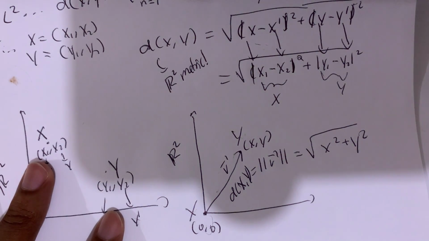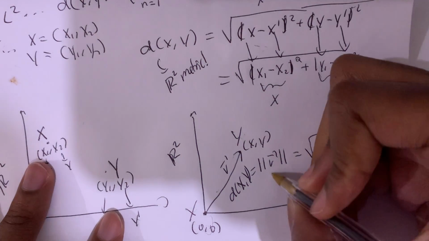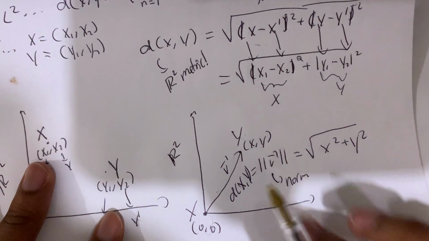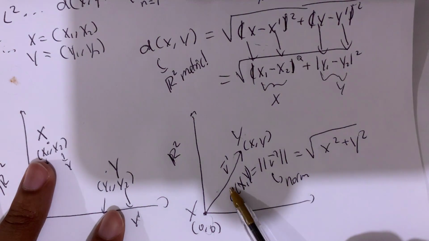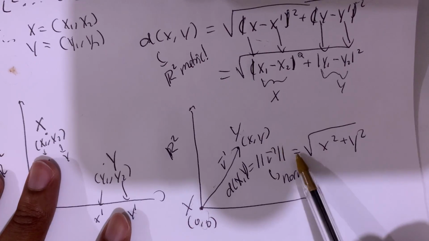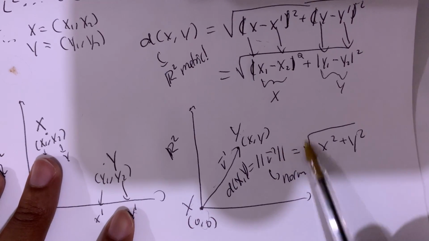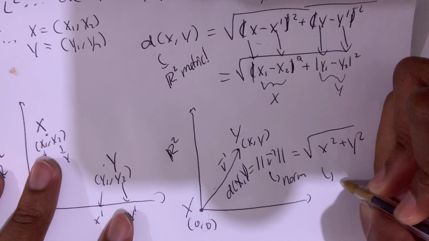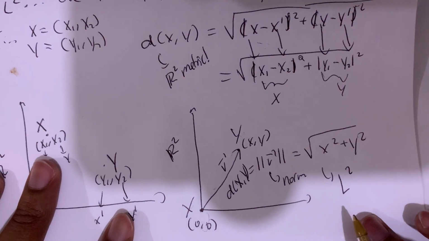So the length of the vector, which we call the norm sometimes, depends on the metric that we imposed. Or we can say that the metric is kind of derived from the norm sometimes. And yeah, this is the length of the vector in L2.